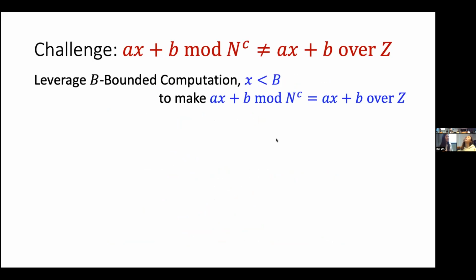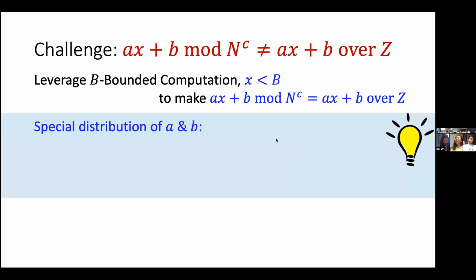So there is an easy way out if your computation is B-bounded, which is I'm actually going to use the fact that x is very small, and I'm going to make both a and b also very small, and make n to the c very huge. So the mod is the same as computing over Z, right? Beautiful idea. Okay, that's too much self-aggrandizing. And what are we going to do?